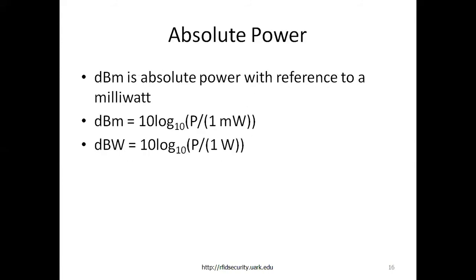If we consider absolute power levels, dBm is absolute power with reference to a milliwatt. dBm is equal to 10 log of P upon 1 milliwatt. If we are considering power in watts, this is the straightforward formula, and we have to convert it to decibels.